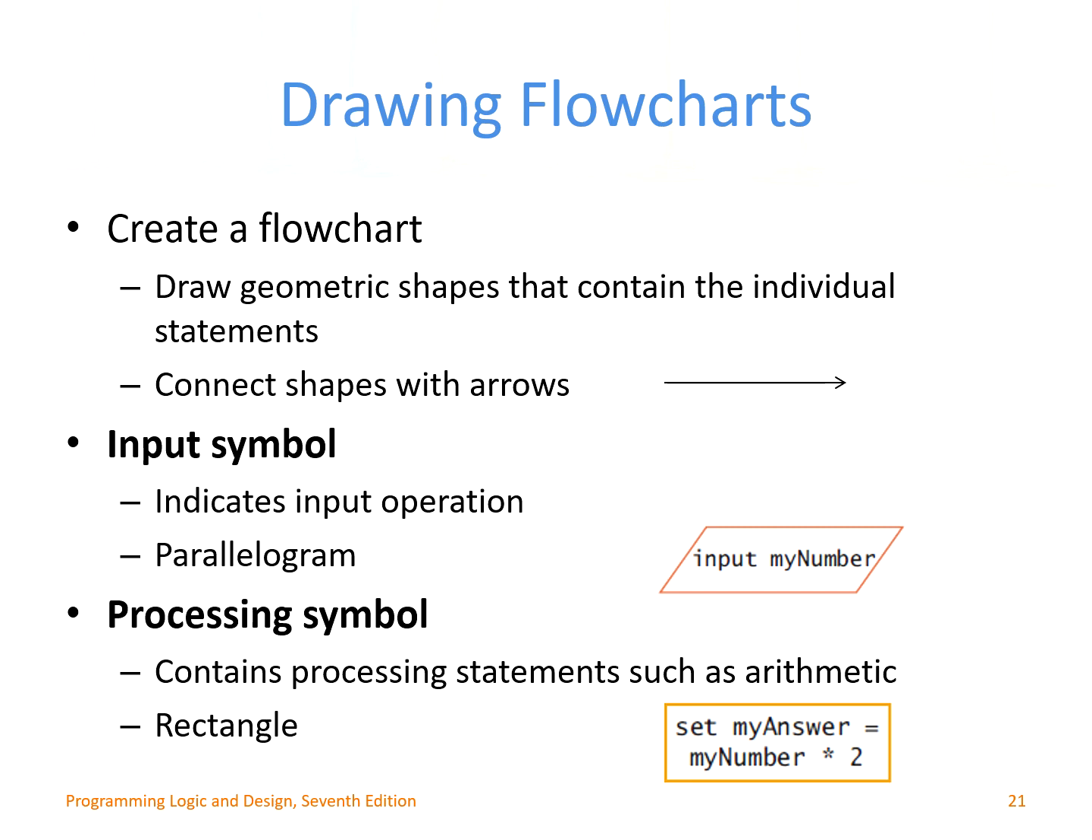Now, the processing symbol. This contains processing statements such as arithmetic, and the shape with respect to the processing symbol is the rectangle. As we notice, this statement is in the form of arithmetic. That's why we put it in the processing symbol, which is the rectangle.